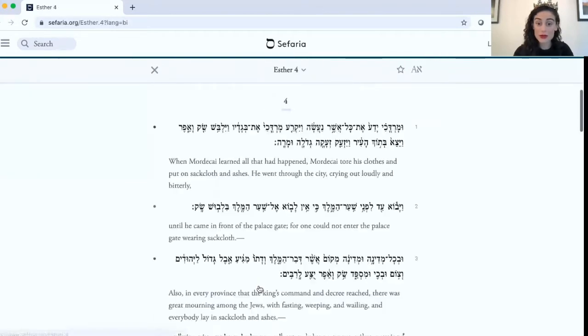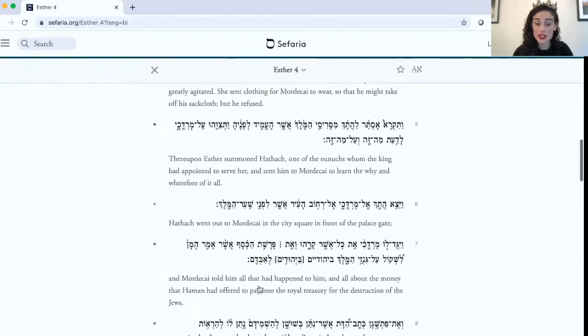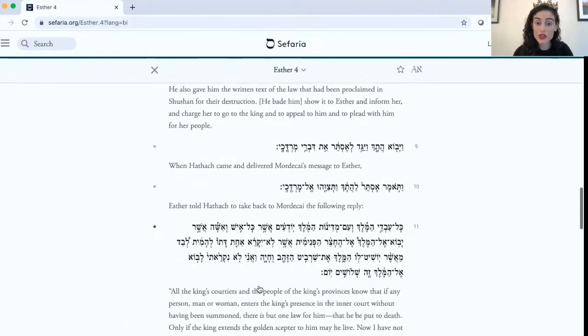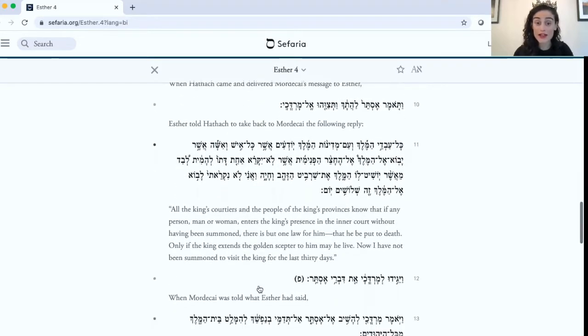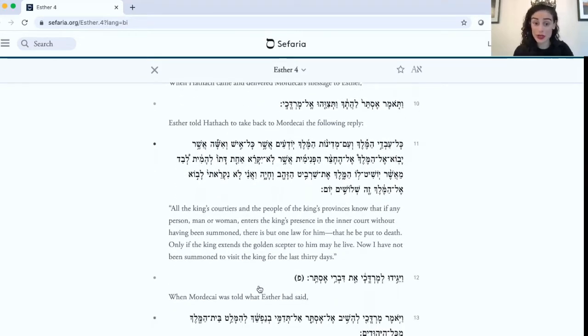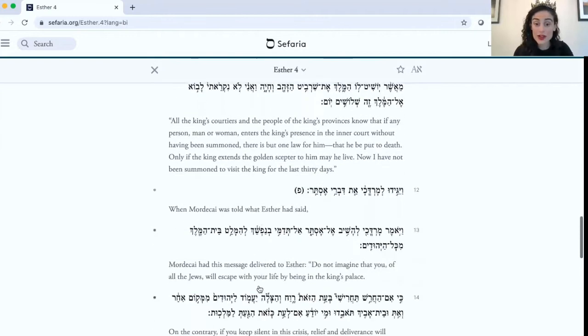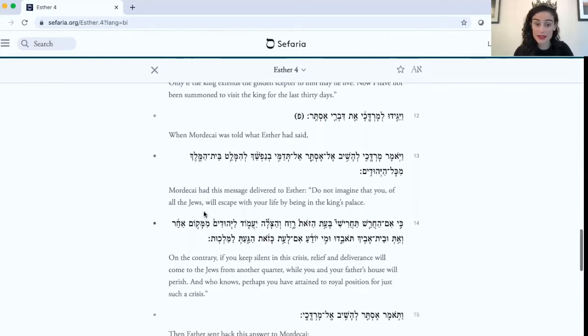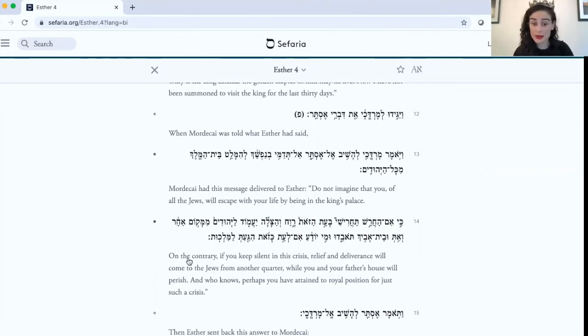And in chapter 4, Mordecai has a message sent to the queen so that she can go and have this wretched plot against the Jews be stopped. And he says this very, very famous line. Mordecai had this message delivered to Esther. Do not imagine that you, of all the Jews, will escape with your life by being in the king's palace. You're also going to be killed, dear Esther, Mordecai says. So on the contrary, you're not going to be saved.